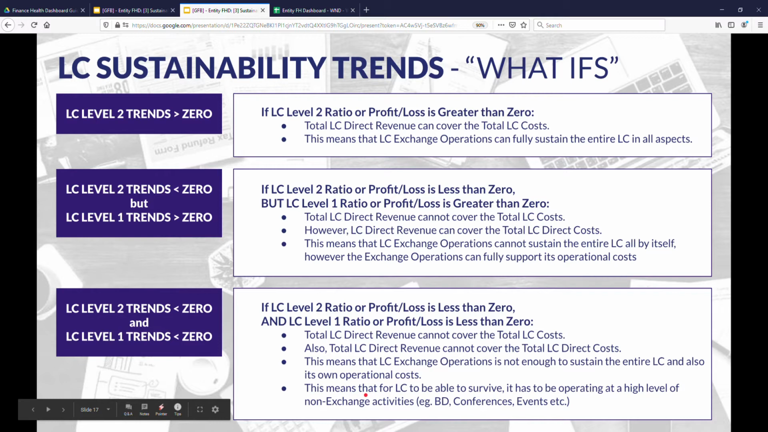This means LC exchange operations is not enough to sustain the entire LC and operational costs, meaning in order for LC to survive, it has to be operating at high level of non-exchange activities, such as BD, conferences, events, etc.